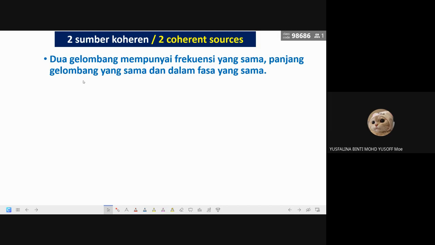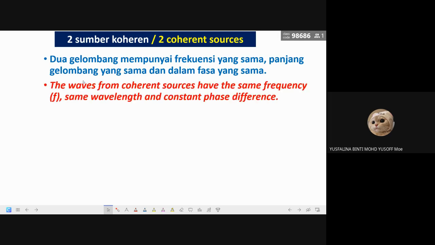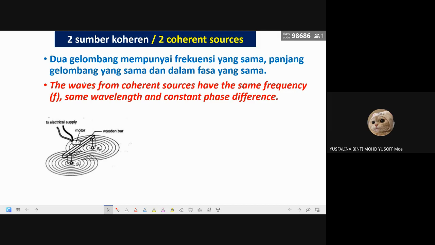But for interference of water, when you use the dipper, the dipper will vibrate inside the ripple tank. Both dippers must have the same vibration frequency, then the interference can occur. This is a dipper here, and it will vibrate. You have to set the frequency, the same frequency for both sources, both dippers. Then you can see the interference.